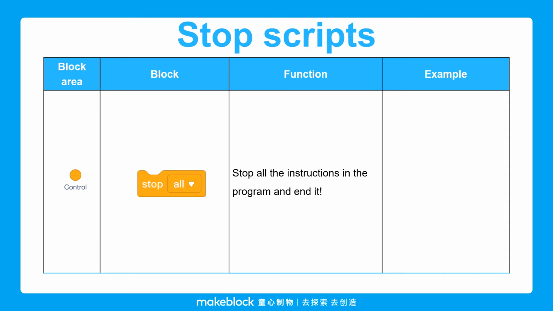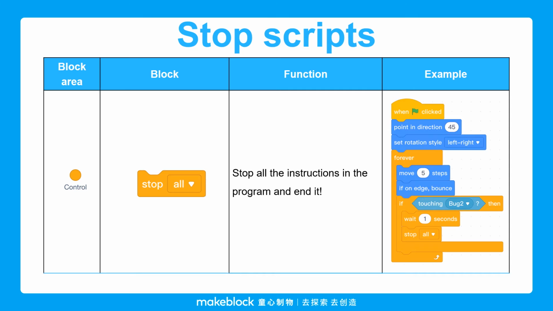The stop all block is an orange control block, and its function is to stop all scripts of the program and end it automatically. There is no need to press the red stop button in the full screen area. In the example shown on the right hand side, if the moth touches the bat, then all the scripts will be stopped and the game will be over.